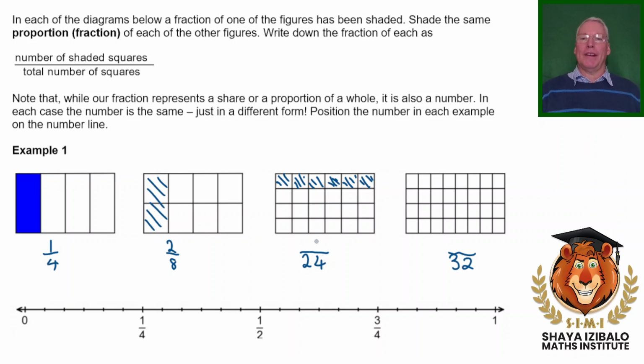This number is 6 out of 24. Now, you might be saying, Paul, I shaded 6, all right, but I didn't shade those 6. Okay, not a problem. But 6 out of 24 is important. All right, let's look at the 32.